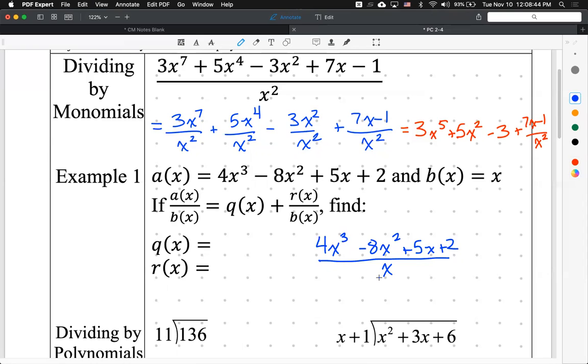Notice that the form that they want us to write this in is to write out your quotient. Q stands for quotient. Write out your quotient, which for our last problem in red would have been 3x to the power of 5 plus 5x squared minus 3. That's the quotient. Maybe I'll write that down for the notes over here as well. This piece right here, not including the fraction, that's the quotient. This piece right here, just the 7x minus 1, that's the remainder.